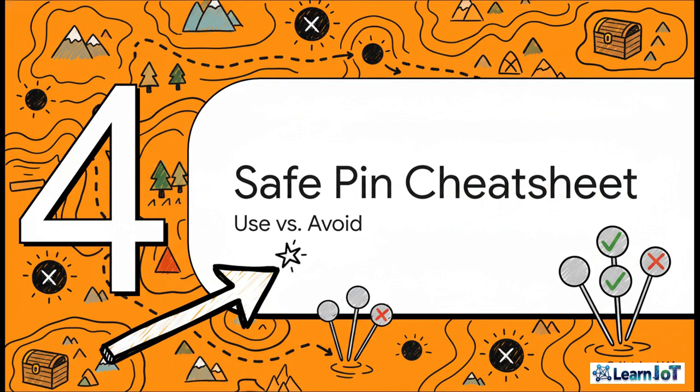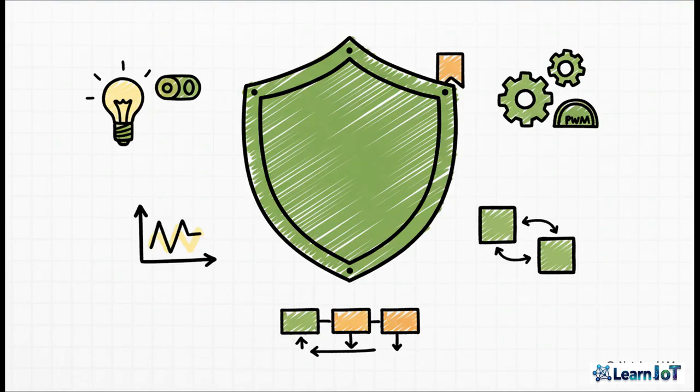Let's pull up your safe pin cheat sheet so you know exactly which pins to use and which ones to stay away from. Okay, this is your map. These are your go-to safe pins, the ones you should start with for every single project. For simple on-off things like LEDs or relays, GPIO 16 and 17 are fantastic. Need to control a servo motor? Pins 25, 26, and 27 are what you want. Reading a basic sensor? 32 and 33 are perfect. If you just stick to this list, especially at the beginning, you'll avoid so many problems.